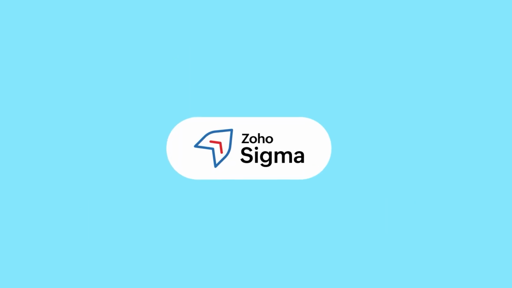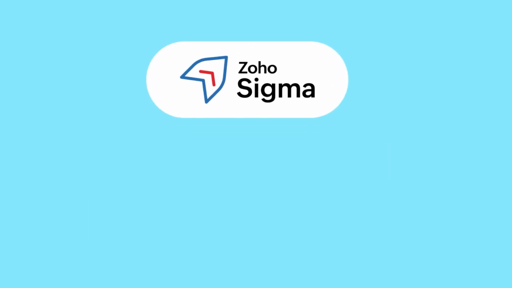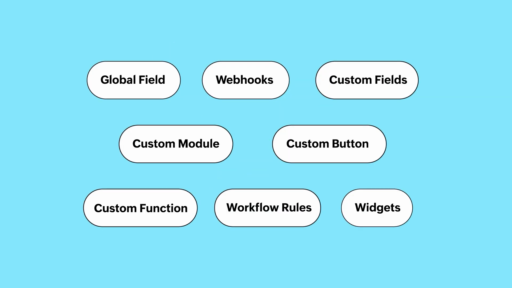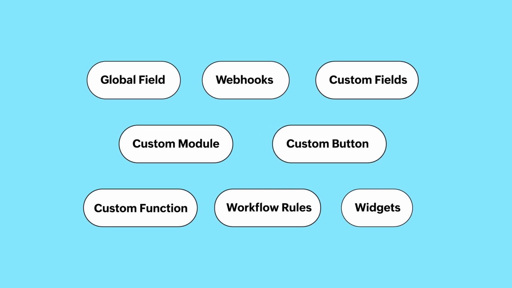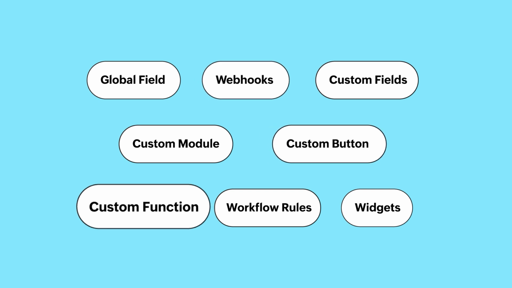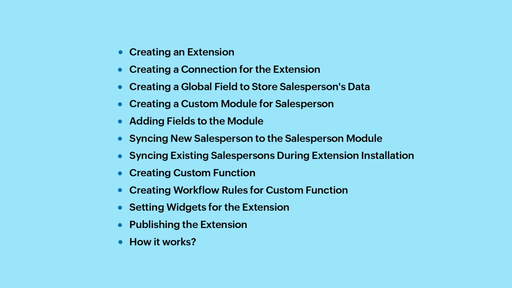By using Zoho Sigma, an extension development platform for various Zoho applications, you can create your own extension to do this. In this video, we have used components such as global field, custom module and its fields, custom buttons, webhooks, custom functions, workflow rules, and widgets to build the salesperson commission extension. Let's learn about it in detail.